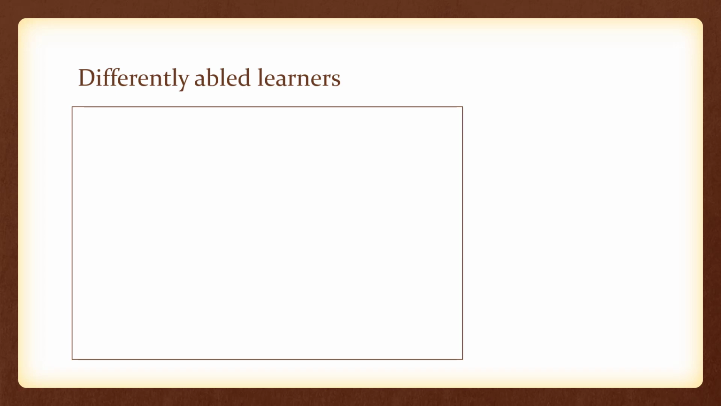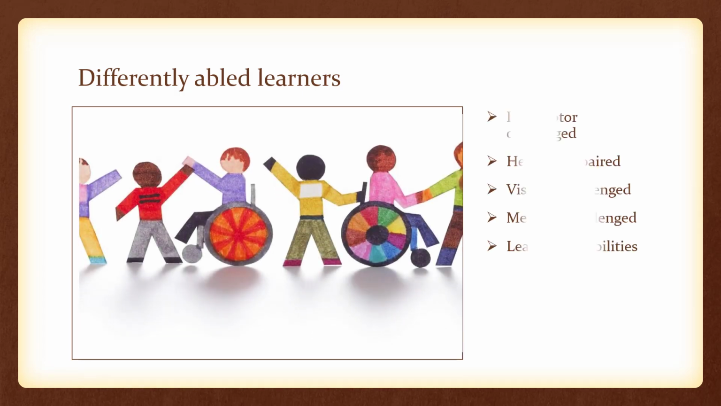Let us learn about differently abled learners. Differently abled learners include locomotor challenged learners, hearing impaired learners, visually challenged learners, mentally challenged learners, and people who suffer from learning disabilities, which include dyslexia, dysgraphia, dyscalculia, and so on.